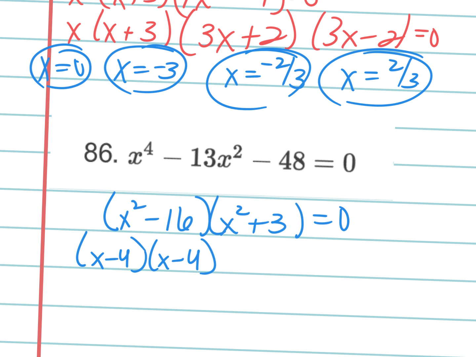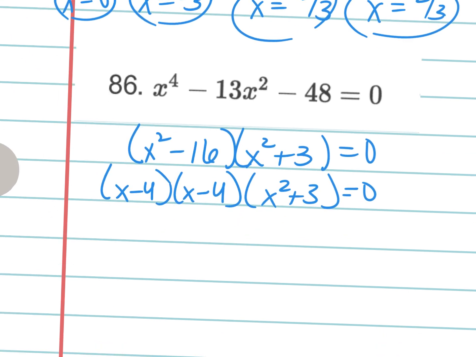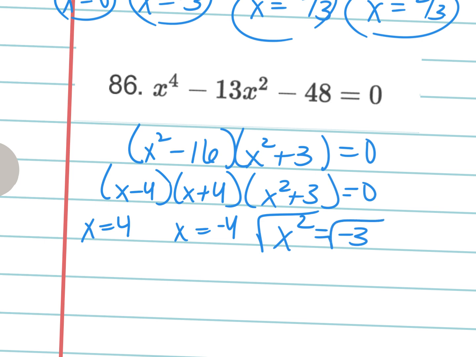Since I have x squared plus 3, I know that does not factor, so I'll just have to go ahead and solve it and get an imaginary solution. So on this side, I have x equals 4. I have x equals negative 4. And here I'll have x squared equals negative 3. When I take the square root of both sides, I get x equals, again, when you take the square root, plus or minus goes in front.